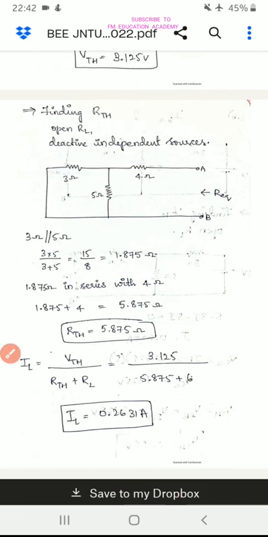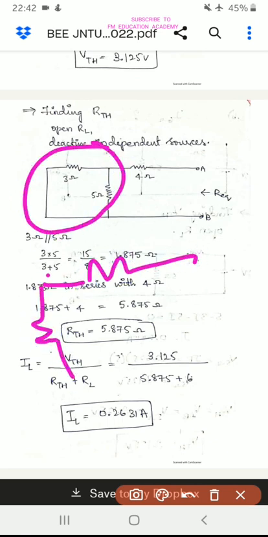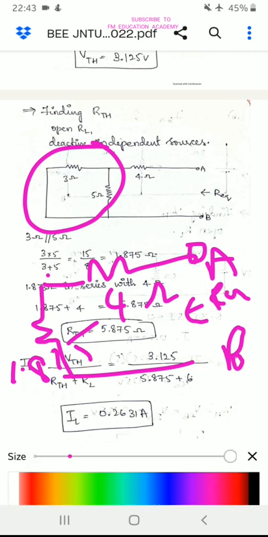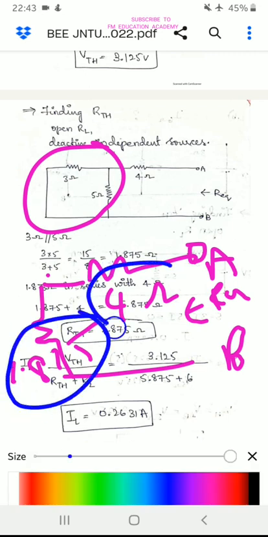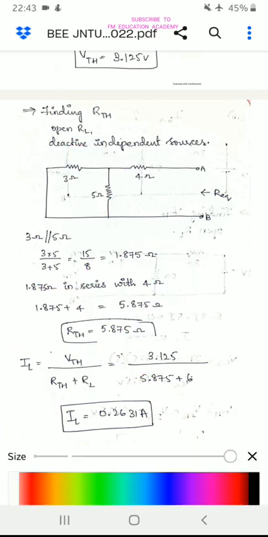Next, how will the figure become? Instead of these 2, you will have one resistor here, and one resistor already you have here, 4 ohms. And this is your A and B, and this is your equivalent resistor. And what is this resistance now? Just now we found out 1.875 ohms. Now we know that these two resistors are in series, so we'll add 4 plus 1.875, which is 5.875. So we have Thevenin's resistance as 5.875 ohms.